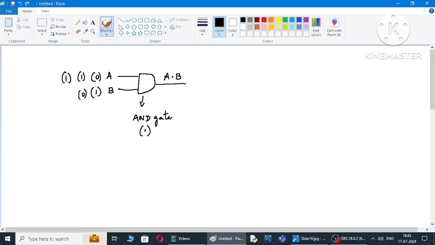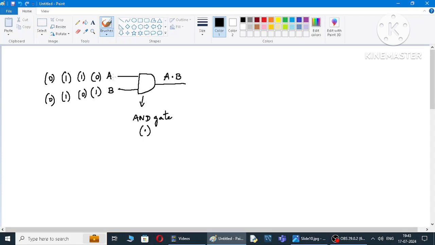Suppose A is on, B is also on. Both values are high. What will be the output? Suppose A is off, B is also off. What will be the output? So you have different combinations of input, like how you do probability. What are the different combinations?